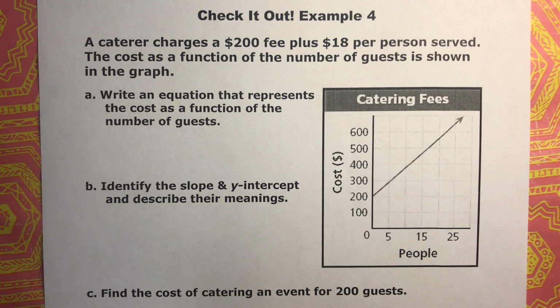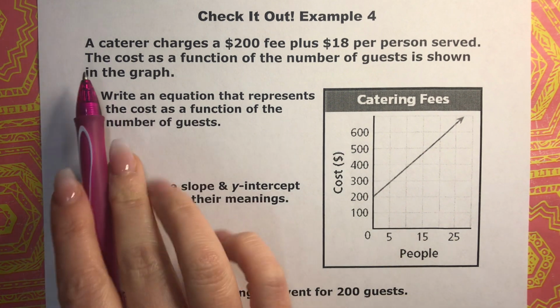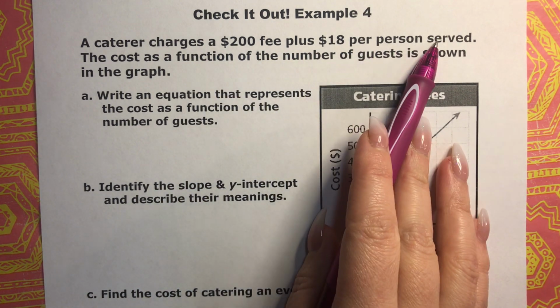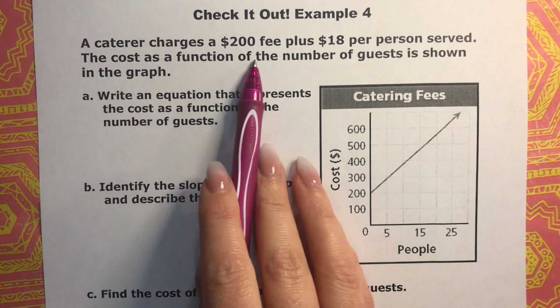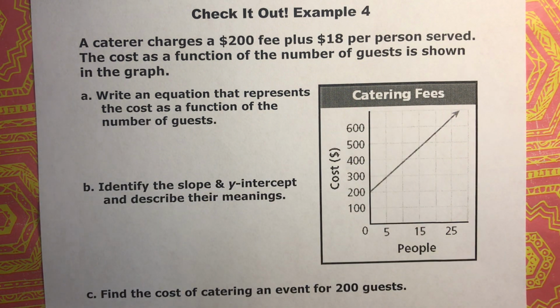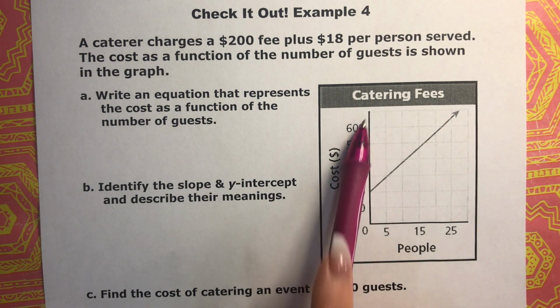Okay, let's see how you did. This problem states a caterer charges a $200 fee plus $18 per person served. The cost as a function of the number of guests is shown in the graph. So we have catering fees. Here are the number of people, and the cost is right here.